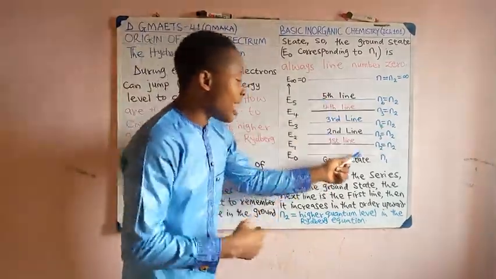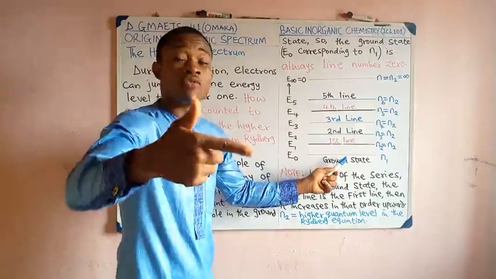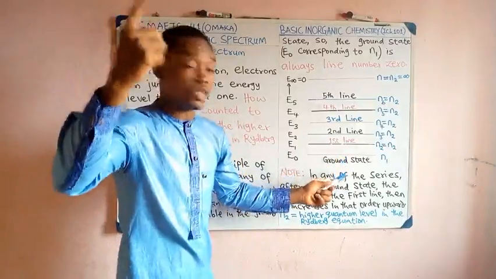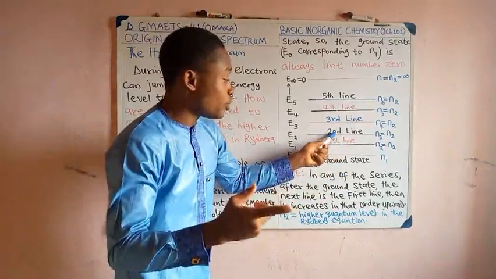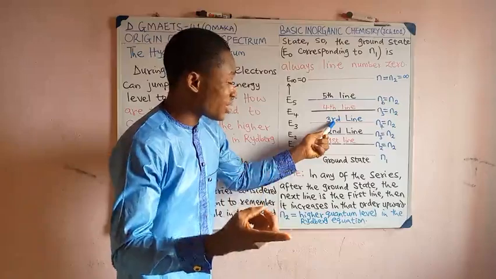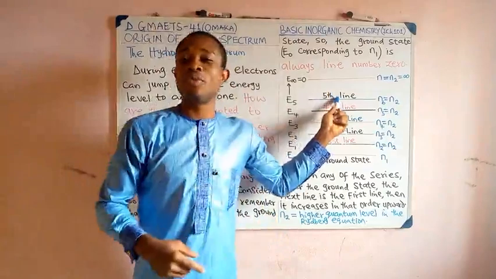Coming here now, let's look at it. n1 in the Pfund series will be equal to 5. So if it is 5, it means that the n2 value will start from 6 above. So in the first line, n2 will be equal to what? 6. The second line, n2 will be equal to 7. Third line, which will be equal to 8. Fourth line, which will be equal to 9. The fifth line now, the n2 value will be equal to what?